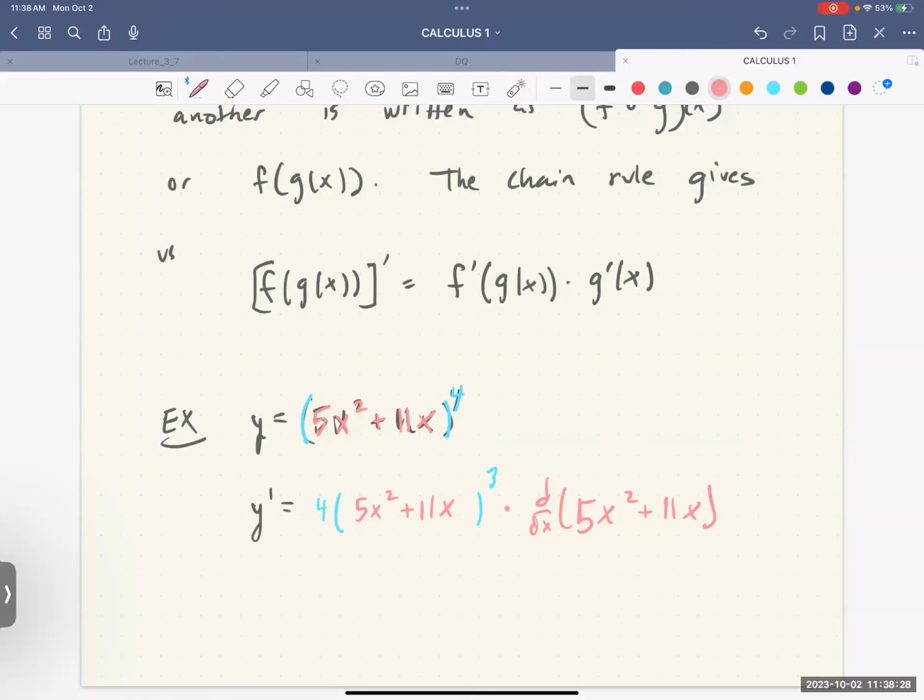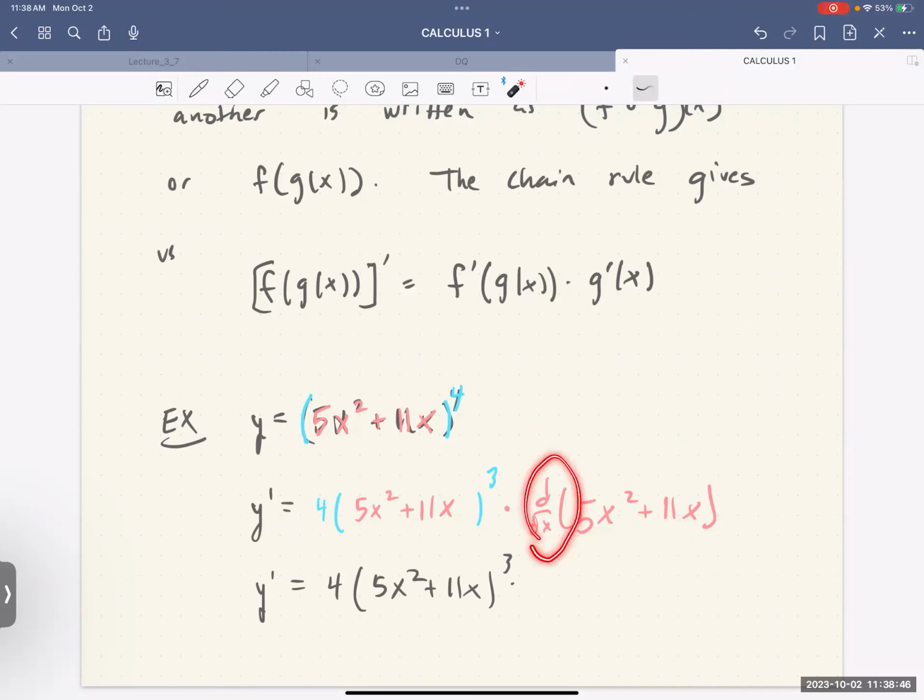and then multiply by the derivative of the inner function. If we continue on, y prime is equal to 4 times the quantity 5x squared plus 11x, cubed, times the derivative of the inner function using whatever rules you would use. We have 2 terms, so we take the derivative of each: 5x squared uses the power rule, 11x uses the power rule and constant multiple rule, so we end up with 10x plus 11.